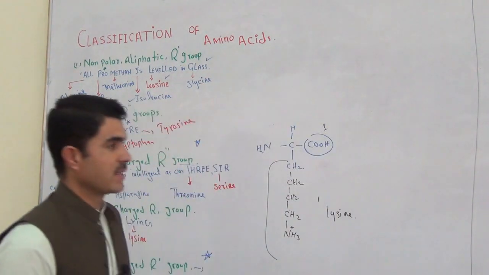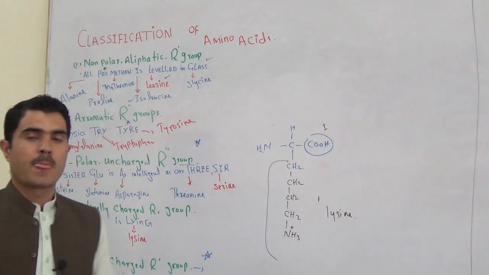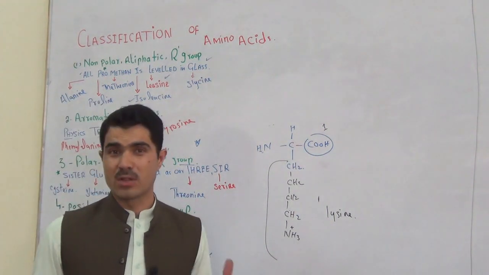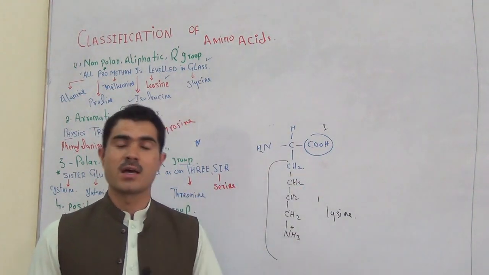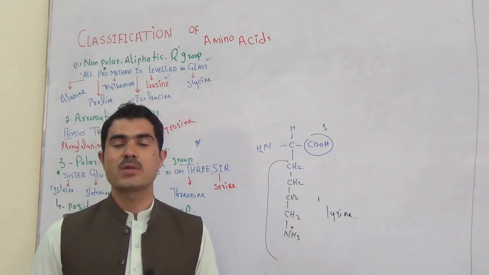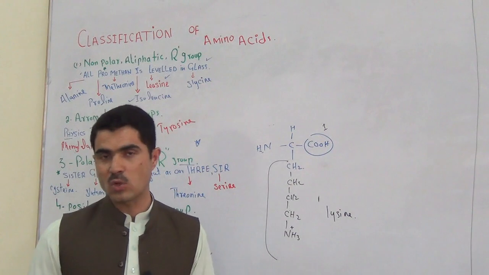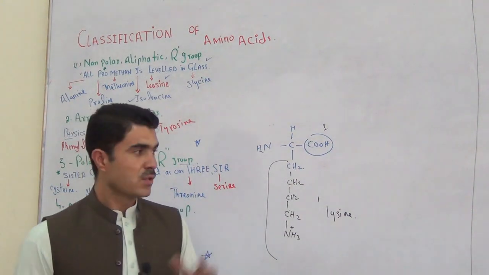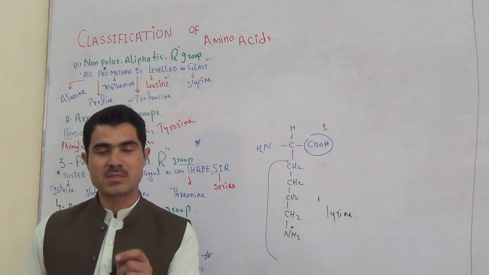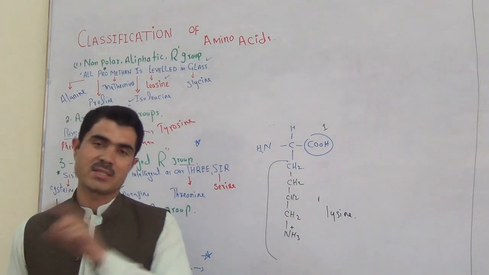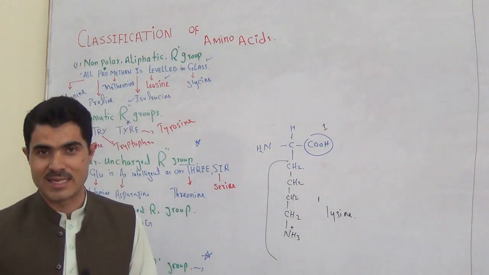I hope you understand that whole lecture, but in a nutshell, today we have classified all the amino acids on the basis of the R group. Some of the amino acids are non-polar, other amino acids are polar. Some have an aromatic R group, others do not. So if you want to get that lecture, you can pause the video, reverse it and watch it again and again. You would definitely get many advantages from today's lecture.